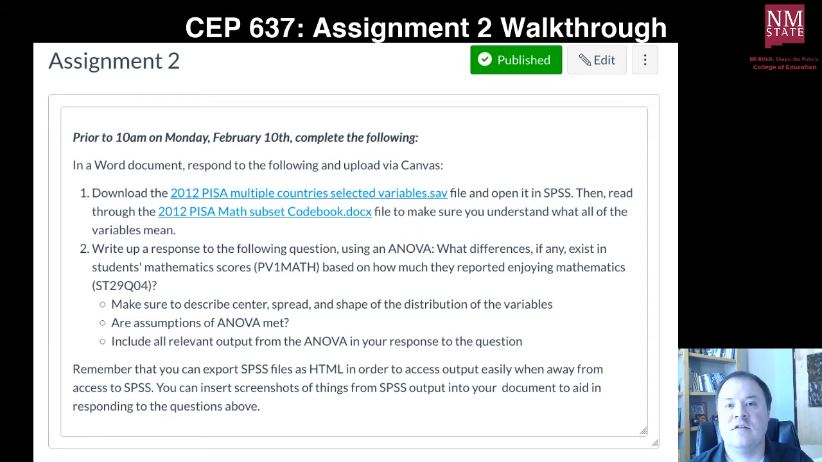This is to get you into the practice of what you should be doing every time you are engaging in statistical analysis. These are the types of things you should always start with doing. And it's good practice to be pulling that relevant output in rather than just providing a list of all of the output. I want to see which output you're drawing on and how you're using it in your response.